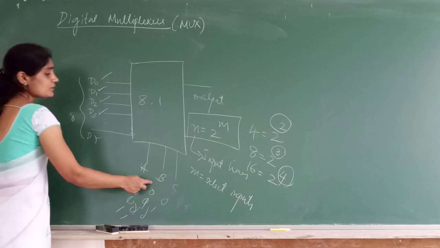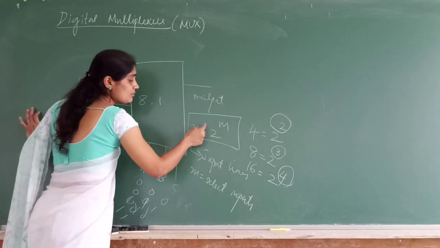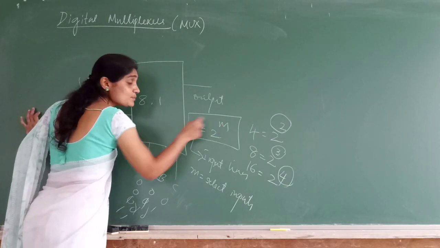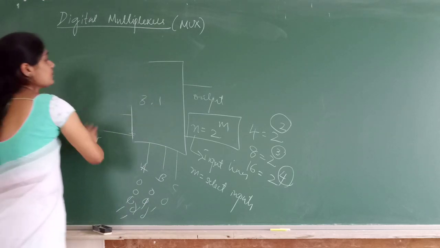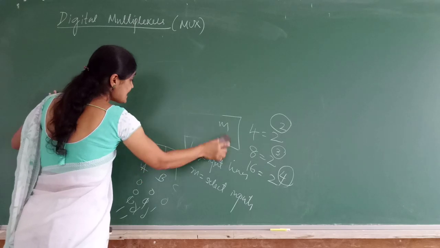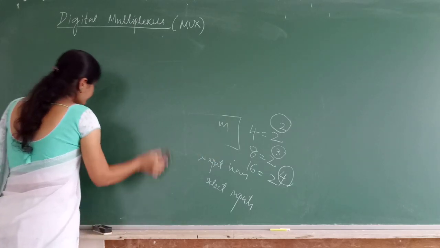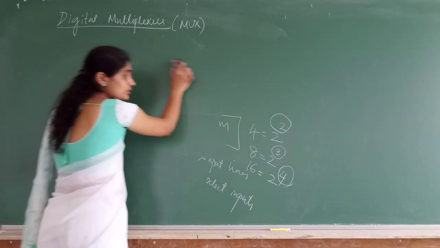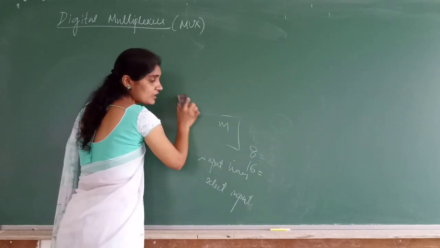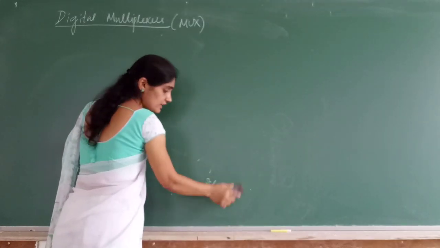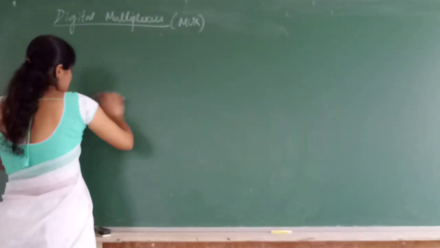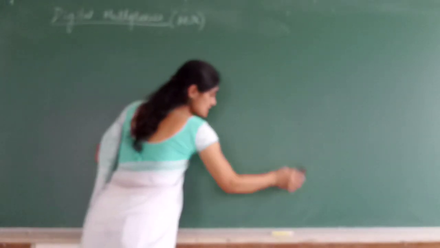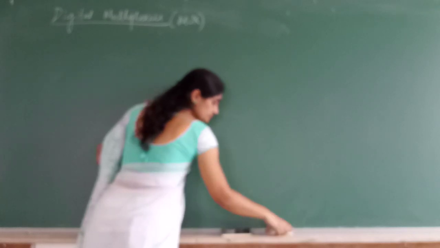Select inputs: n is equal to 2 power m, so with n input lines, m select lines will be there. Now with these basics of multiplexer, let us discuss the first multiplexer IC, like we have discussed decoder ICs 74LS139, 138, and encoder IC 147. Let us first discuss the first type of multiplexer IC, that is dual.